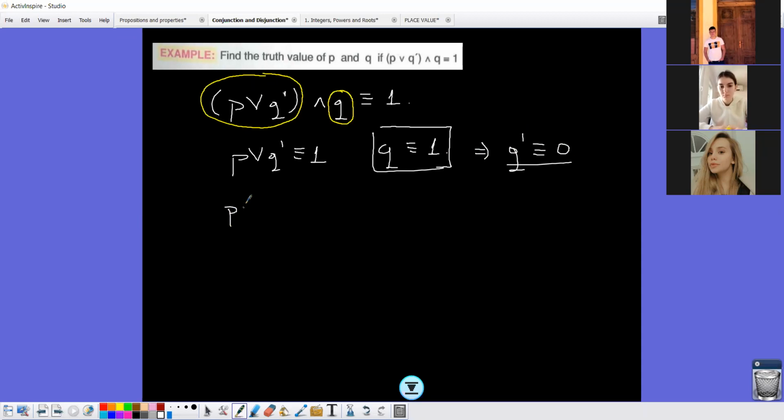Now, what do I have here? P or 0, which is equivalent to 1. So what will be the value of P? I have or, and I know that one of them is 0. So the other one has to be 1. So the truth value of P is 1, teacher. Okay, are we clear with this? Yes. So for these kinds of questions, to solve them, we need to know the truth tables of disjunction and conjunction. Okay?